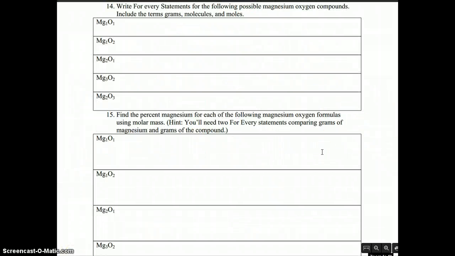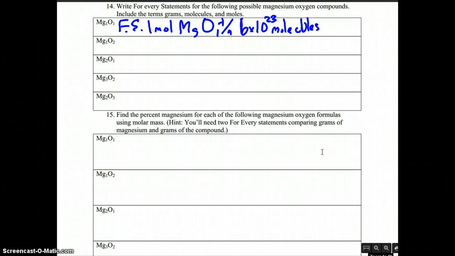Okay, and then it says write "for every" statements for the following possible magnesium-oxygen compounds and include the terms grams, molecules, and moles. Just like what we did before, except this time for every 1 mole of Mg1O1, there are 6 times 10 to the 23rd molecules, because this time that substance is a molecule, right? And the molar mass is going to be the addition of both of those, which will be 40.31 grams.